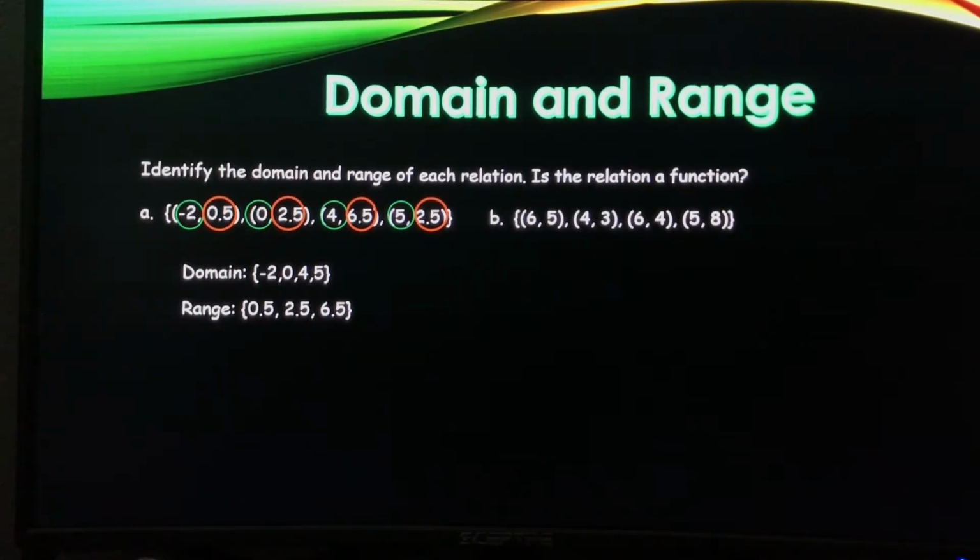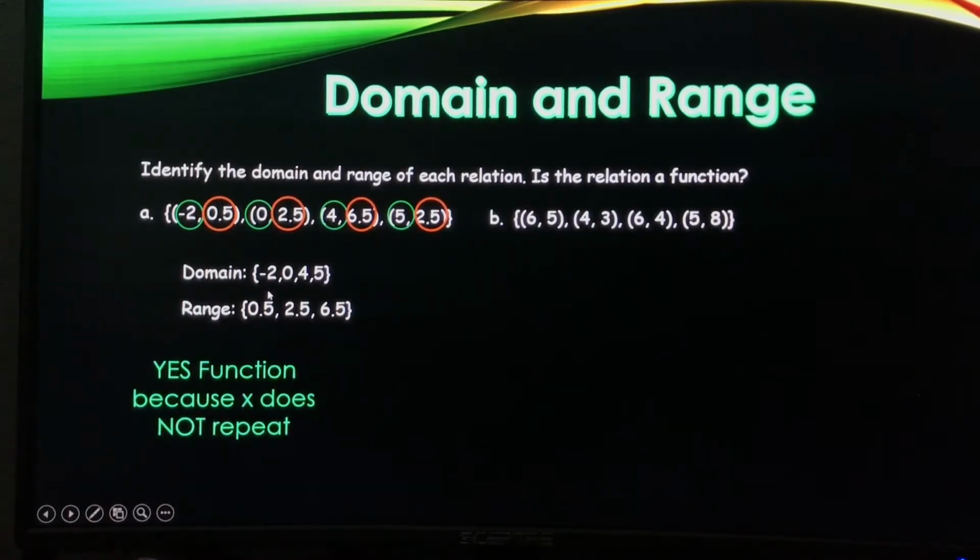So then the second part to this question, I've identified the domain and I've identified the range. They want to know, is it a function? Well, let's go back to what we just did prior. A function is when x does not repeat. Y doesn't matter. I can have the same y all the time. I'm focusing on my x value. And since in this example, when I look at all my x's, nothing repeated, it is a function.